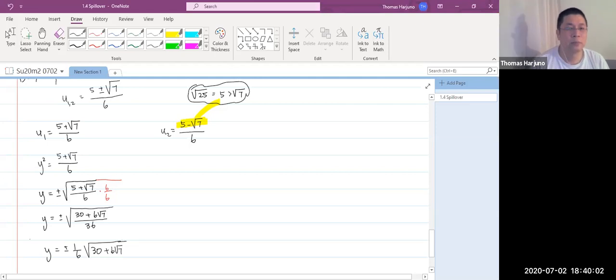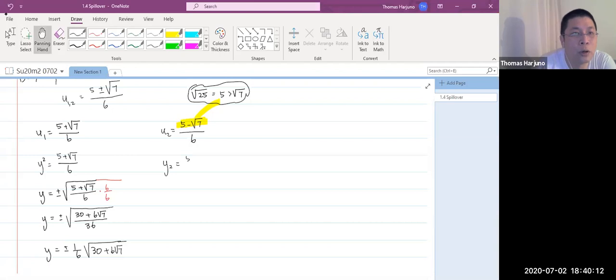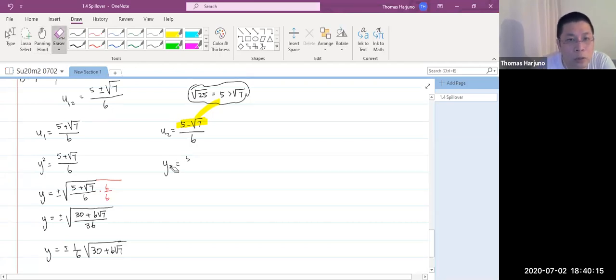Okay, now there are two solutions there, but that's for u1. For u2, I get this is u2. Let me not write it u2, the y2. Let me write it as y squared for now. So 5 minus square root of 7 over 6. Notice that again, the right hand side here is positive, so I can apply the square root property. That's plus minus square root of 5 minus radical 7 over 6.